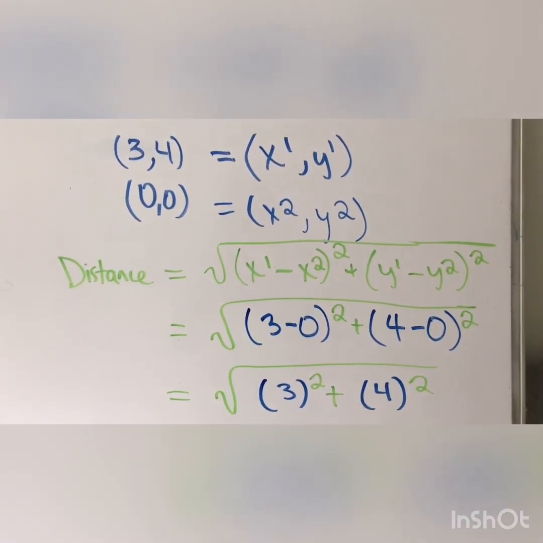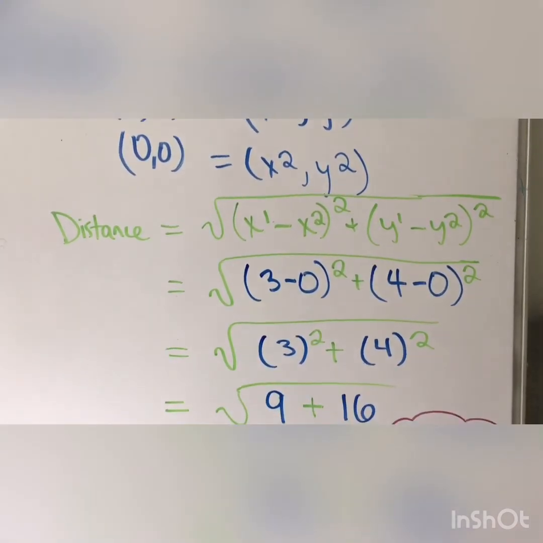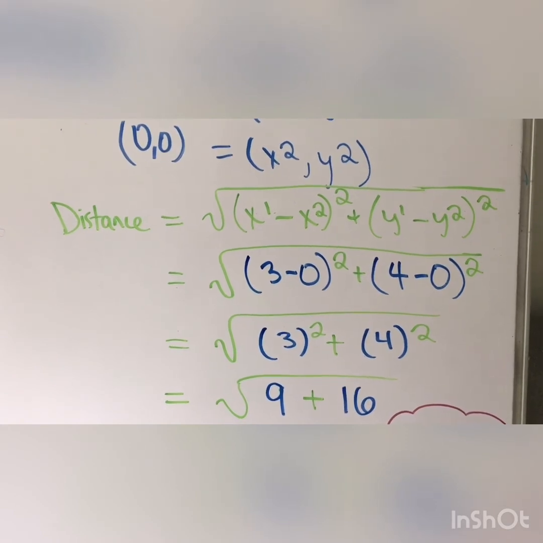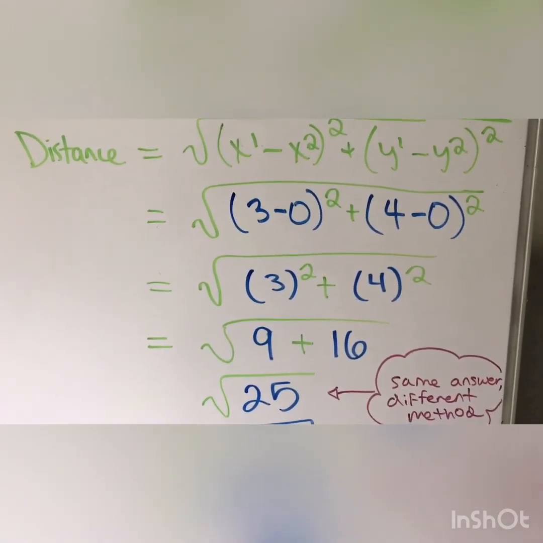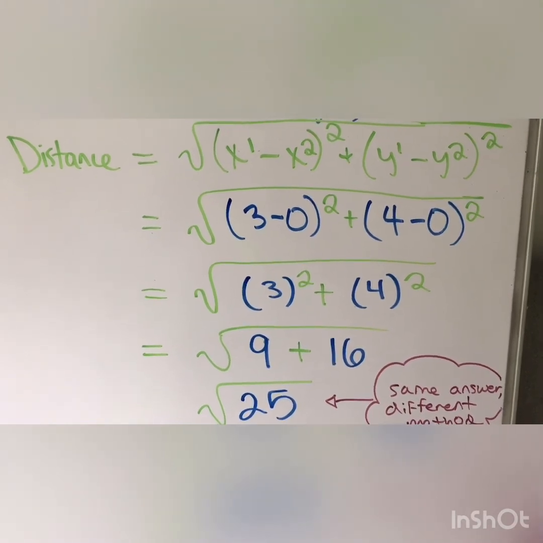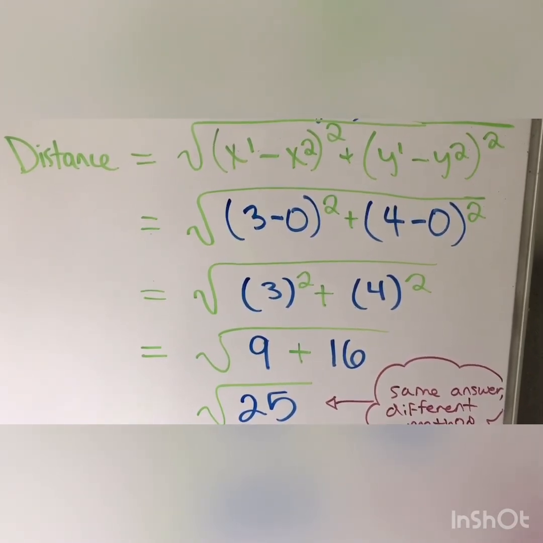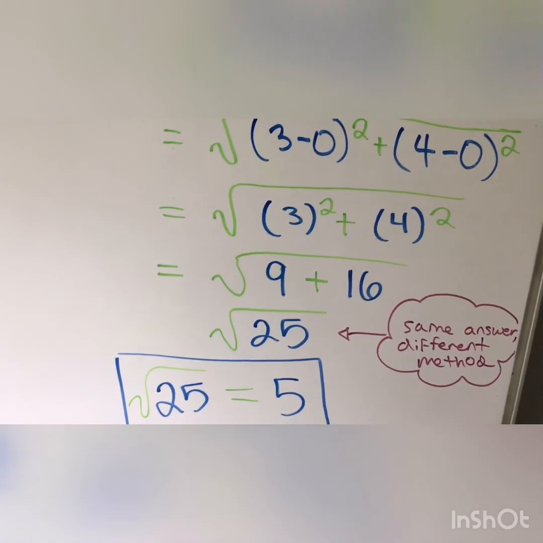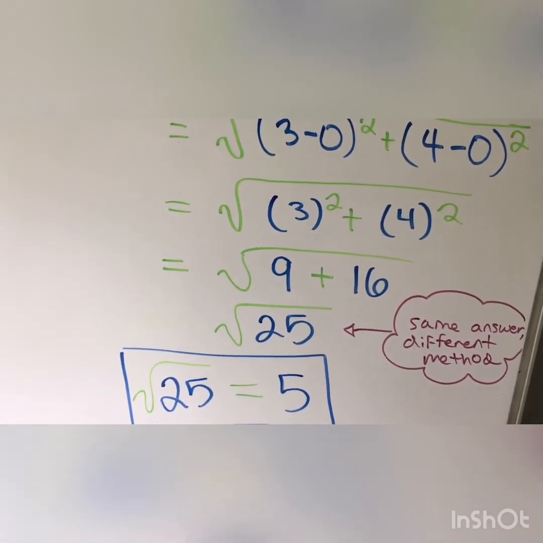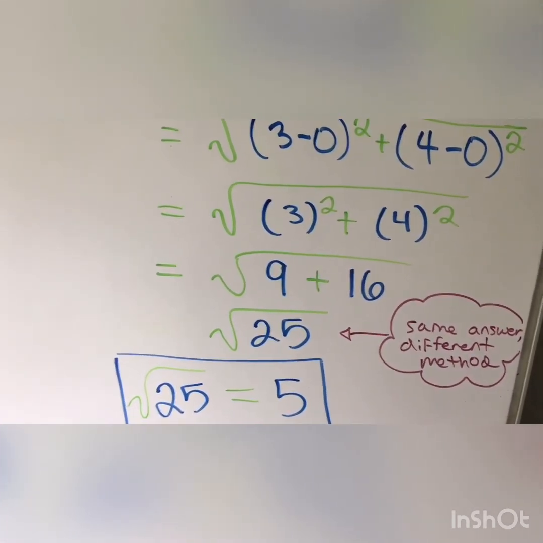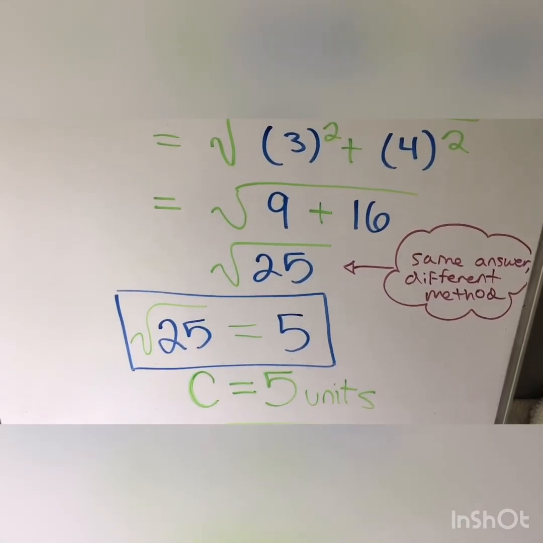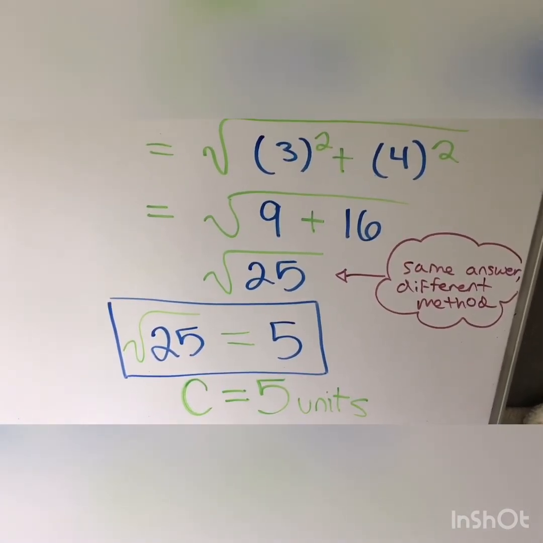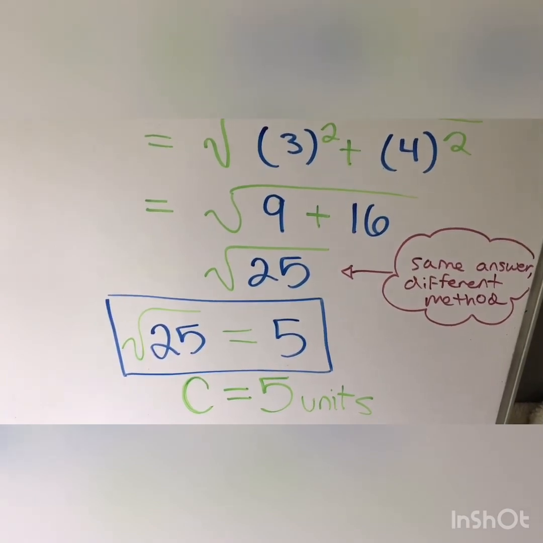Then we just have to square the numbers. So it would be the square root of 9 plus 16, which is 25. The same answer we got just with a different method, the distance formula. So the square root of 25 is 5, which is the exact same answer as we got last time. And that would equal c equals 5 units.